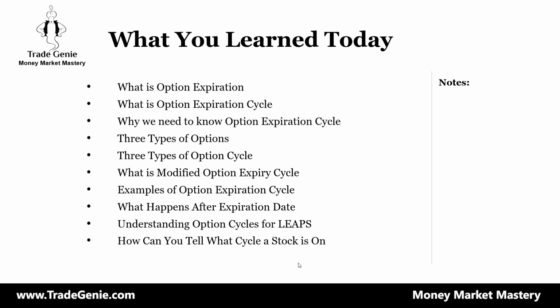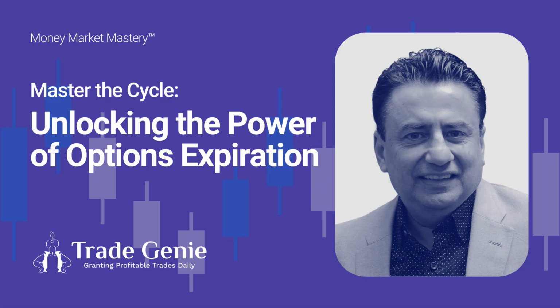And how can you tell what cycle the stock is on? You can tell by looking at the third month. If today is December, December is listed, January is listed, and then March is listed, February is not listed, then you know that this stock belongs to the March cycle. December is listed because it is the current month. January is listed because it is the subsequent month. March is listed because it belongs to the March cycle. So this is what it is about the option expiration cycle.